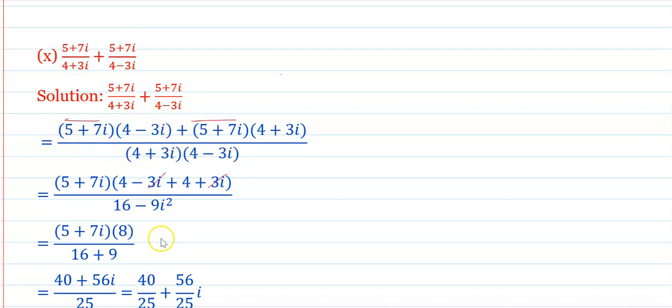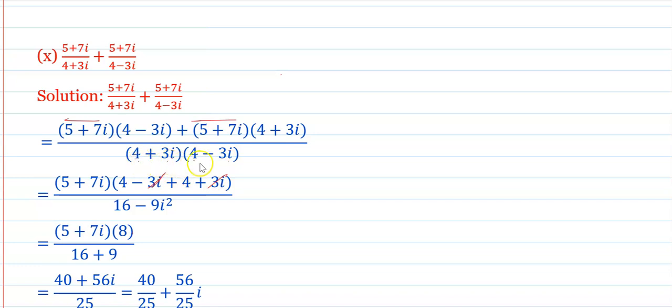Okay. From the numerator, we will take 5 plus 7i as common. And therefore, here is a common 5 plus 7i. Then in the bracket, you will get 4 minus 3i plus 4 plus 3i. Now here, minus 3i plus 3i get cancelled. You will get 4 plus 4, that is 8, in the numerator. What about the denominator? This is 4 plus 3i into 4 minus 3i.